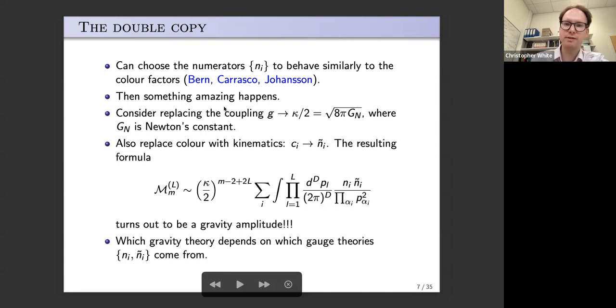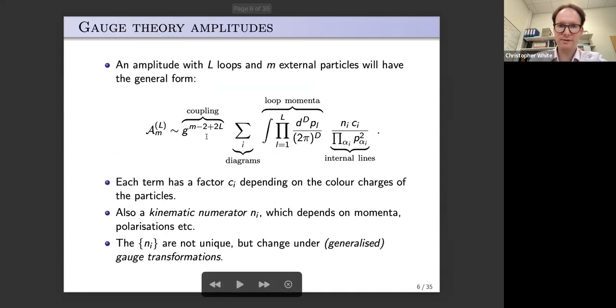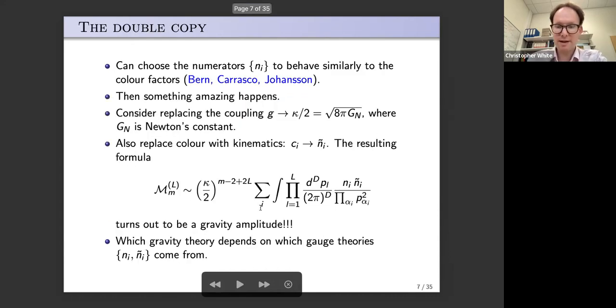Imagine I go back to the previous formula and I simply replace the coupling constant with kappa over 2, where that's related to Newton's constant of gravity. And then I simply strip off the color factors and replace them with the second set of kinematic factors. Let's just go back, I would replace this factor and I would replace this one, but keep everything else the same. It turns out that the formula that you get automatically turns out to be a gravity amplitude. Now, it is not obvious that that should happen, but remarkably, it is true.